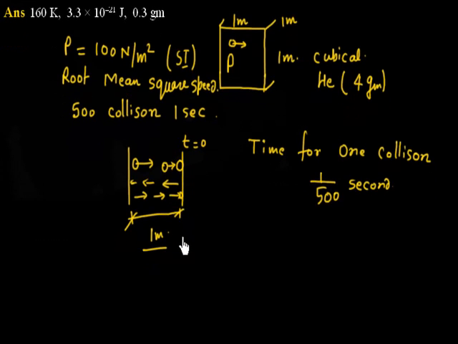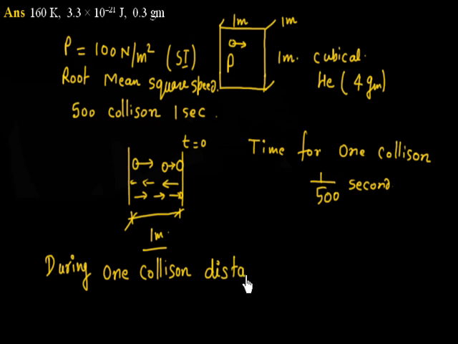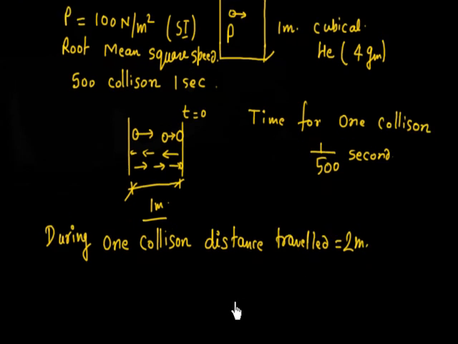So during one collision, this is one important point we have in this problem, the distance traveled is 2 meter. So this is the distance traveled, 2 meter. Are you getting it? So now I can calculate the velocity.